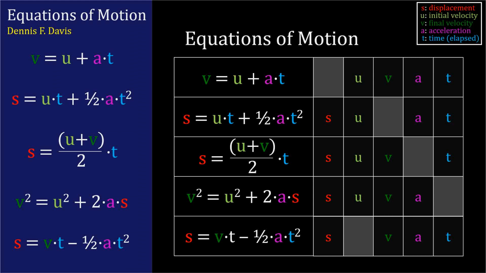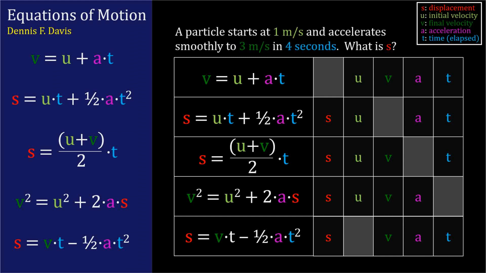I'll show how to decide which equation is best for solving a particular problem by using the first sample problem. A particle starts at 1 meter per second and accelerates smoothly to 3 meters per second in 4 seconds. What is its displacement? There are 2 ways to identify the equation to use to solve a particular problem, and they both really do the same thing. The first method is to circle the variables you're given. There will usually be 3.